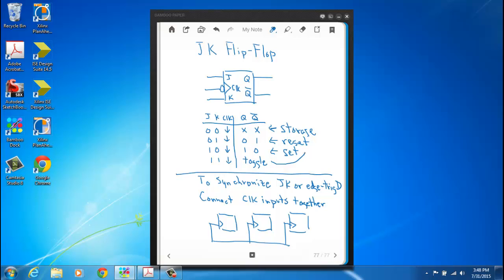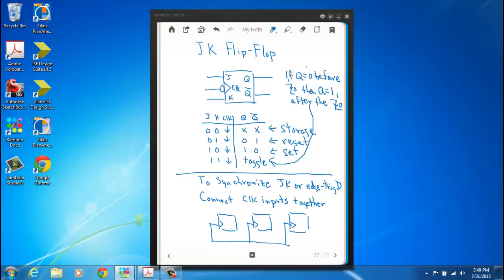So you need to know what toggle means. Okay, well, toggle just means that if Q equals 0 before the 1 to 0 transition of the clock, then Q will equal 1 after that 1 to 0 transition of the clock.